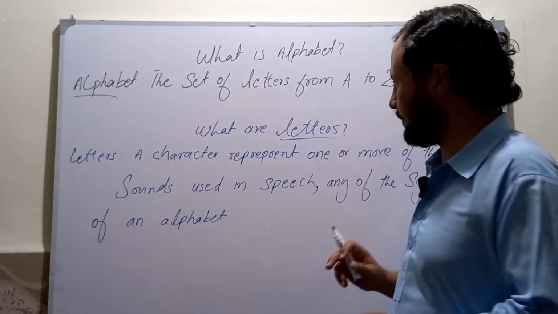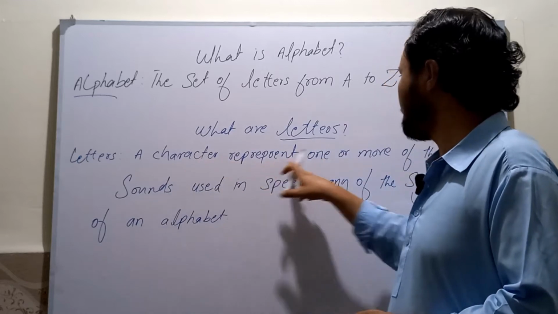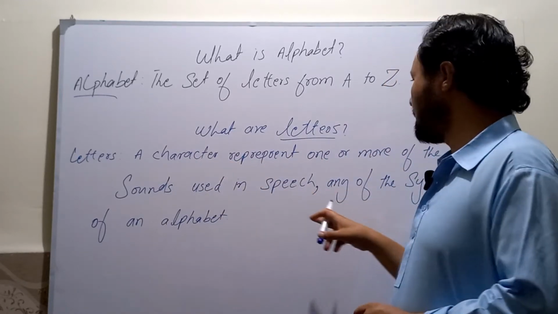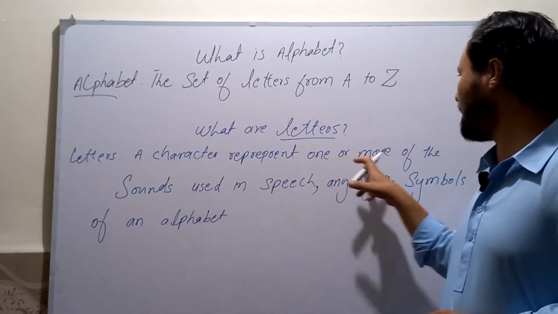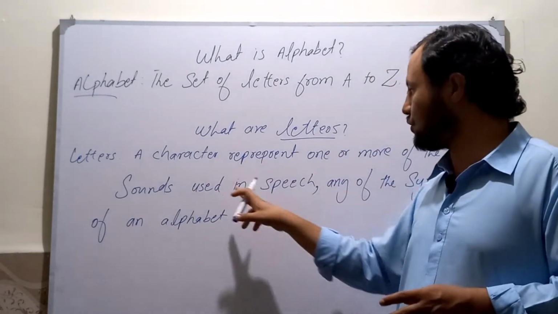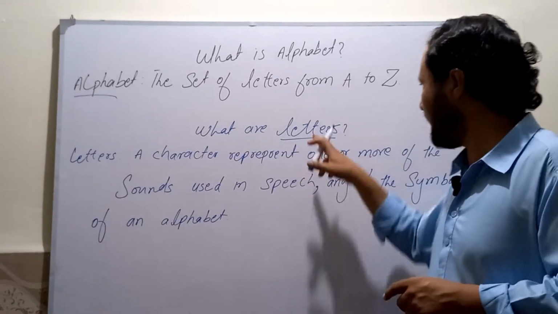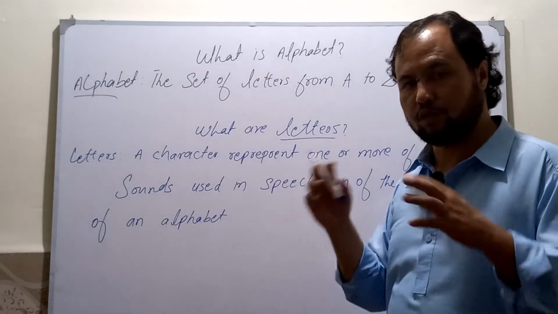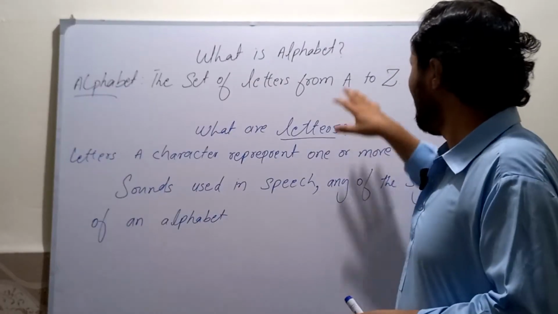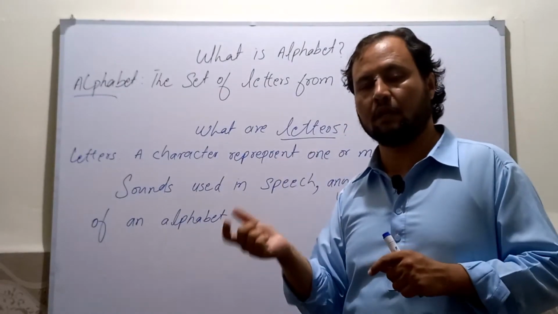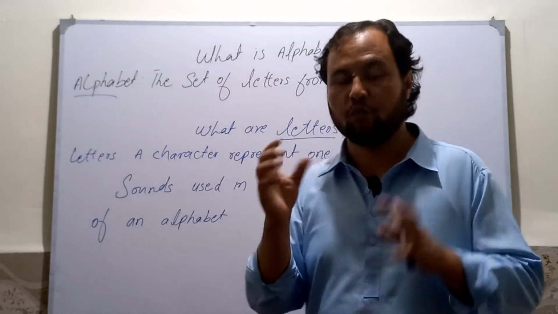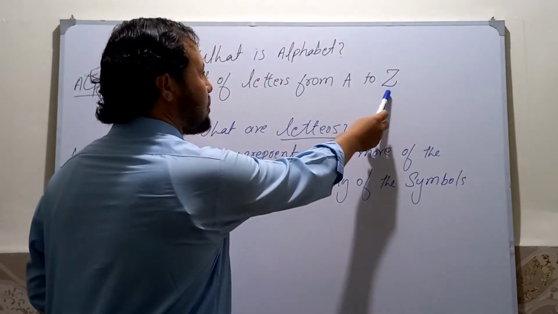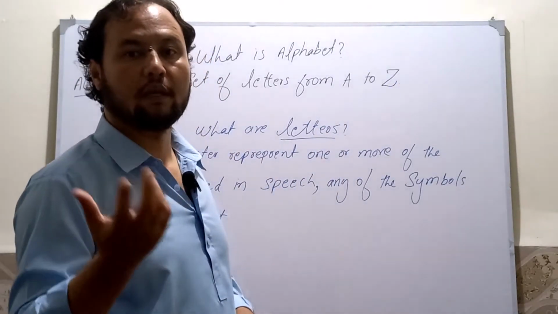Over here I have written a definition also. A character represents one or more of the sounds used in speech. Like these characters, one of them or more of them, which we use inside our speech. Obviously from A till Z, they are the letters. With the help of them we make words. So A till Z, individually we call them letters.